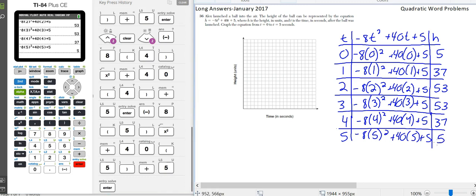Now we have all of our time values with their corresponding height values. At time 0, the height is 5. At time 1, the height is 37. At time 2, the height is 53. At time 3, the height is 53. At time 4, the height is 37. And at time 5, the height is 5.